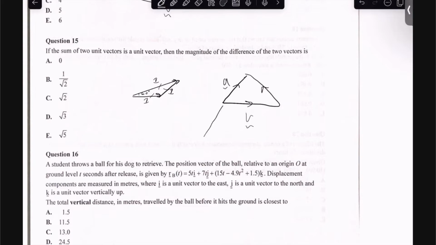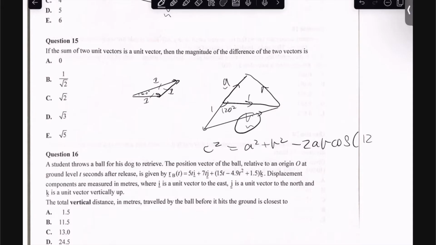then we basically want this magnitude here. So this is 120 degrees, this is 1, this is 1, so we can use the cosine rule to find b, and the cosine rule is c squared is equal to a squared plus b squared. I can't remember if it's plus or minus 2ab. Minus 2ab, cos 120.